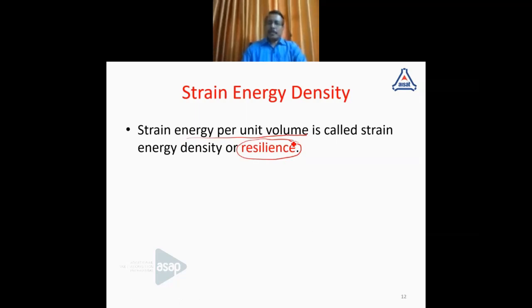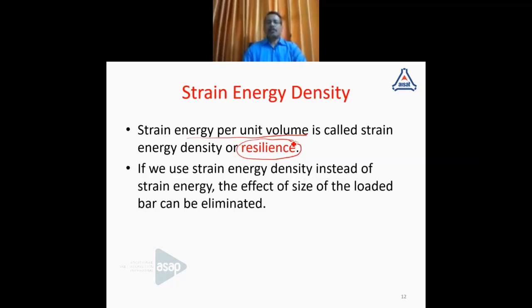So the definition is just the basic definition of strain density, remember. It is applicable in strain energy also: strain energy per unit volume. So when we are using strain energy density in a calculation, the effect of the size of the loaded bar can be eliminated. Whatever may be the size of the bar, the size of the body which is loaded, it does not have any effect on resilience.